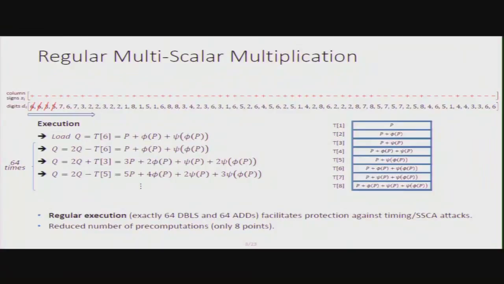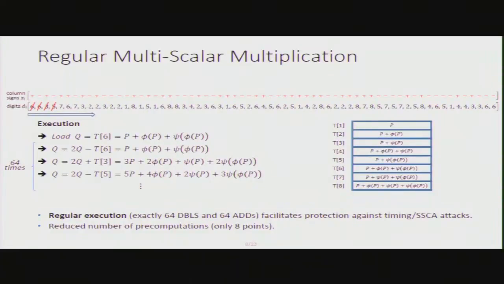That means it's a very regular execution containing exactly 64 doublings, 64 additions, and that facilitates protection against timing and simple side-channel attacks. And also, the table only contains 8 points. Naively, it would contain 16. After recoding, we can make it more efficient, only 8 points in this case. Okay, so this is, let's say, a very quick overview of the kind of computation that we need for the high-speed version of the scalar multiplication using FourQ.